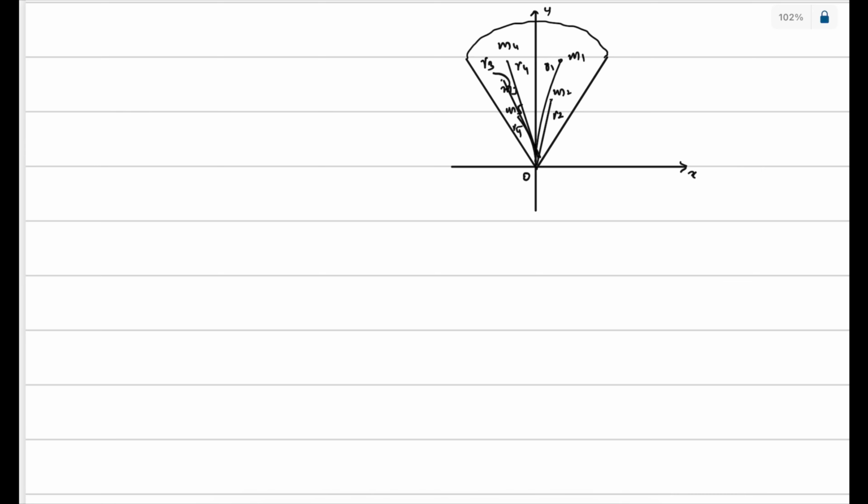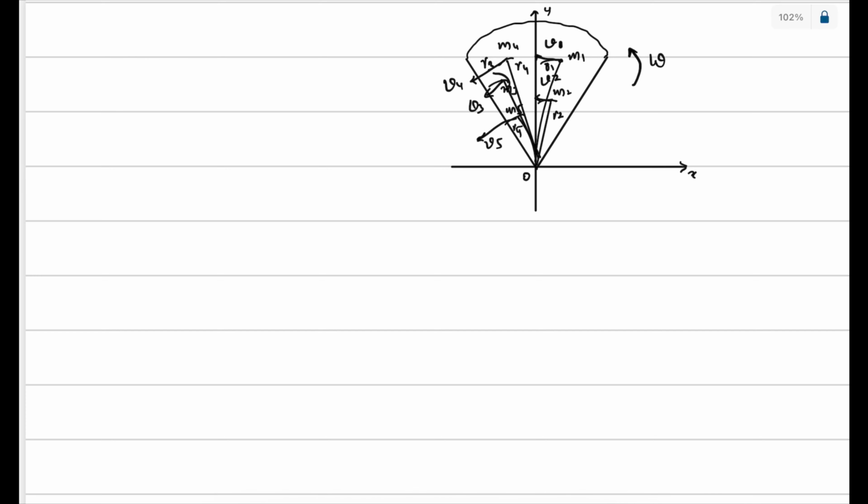Then how will the velocities be? If omega is this way, the velocity is perpendicular to this R. The circle curve is there, and the velocity is tangent to the curve. This is the curve. How is this moving? Tangent to the curve. This is V1, that I have already shown you in the previous class. This is V2, this is V3, this is V4, this is V5.